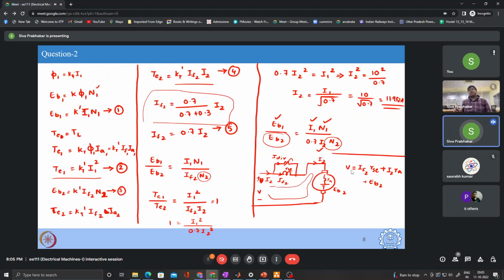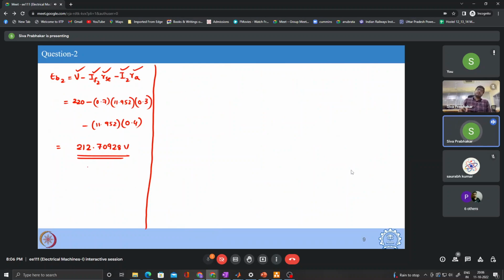If you can see, the resistance values are given, so we cannot approximate the voltage to be approximately the same as the back EMF because we have the value of resistances. Since this particular parallel combination is there, I am not going into that. I am just applying KVL in the bottom loop. So in this KVL loop, I can write that V minus IF2 into RSC minus I2 into RA minus EB2 will be equal to 0. So same equation I am using it here. I am just applying the KVL and finding out the value of EB2, which was unknown to us.